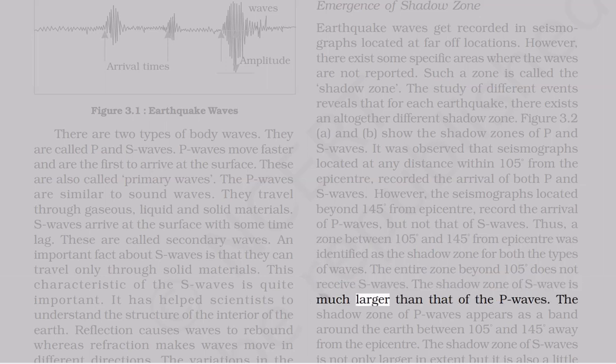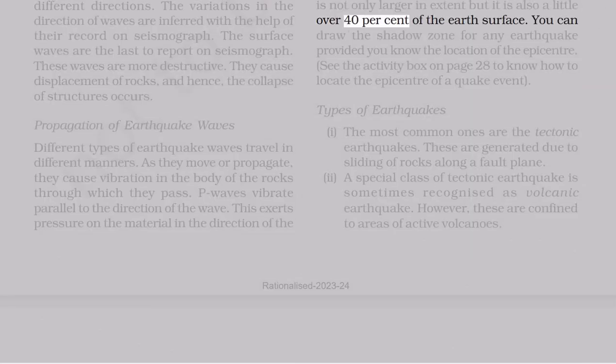The shadow zone of S waves is much larger than that of the P waves. The shadow zone of P waves appears as a band around the Earth between 105 degrees and 145 degrees away from the epicenter. The shadow zone of S waves is not only larger in extent, but it is also a little over 40% of the Earth's surface.